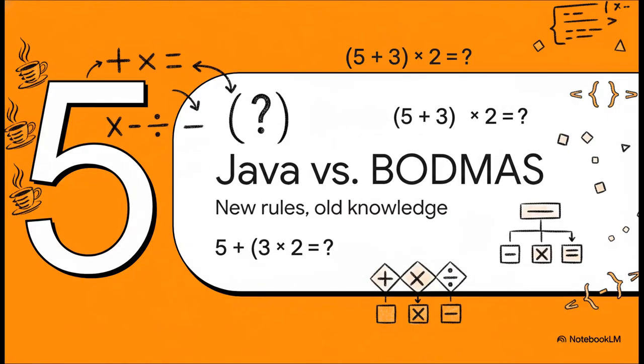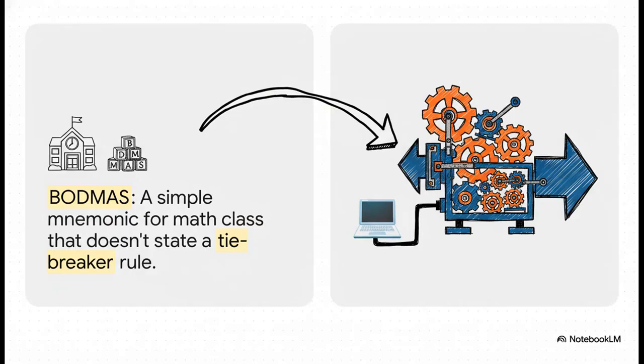Now, if all this talk about order of operations is giving you flashbacks to middle school math class, well, it should. Let's connect what we just learned to something you've probably seen before. A lot of us learned something like BODMAS or PEMDAS, right? Brackets, orders, division, multiplication. Well, think of Java's system as BODMAS on steroids. It has the same basic idea for sure, multiplication before addition, but Java's system is way more thorough. It's not just a memory trick, it's a full-on table that ranks every operator. And crucially, it has that explicit tiebreaker rule, associativity, which BODMAS kind of just assumes you know.